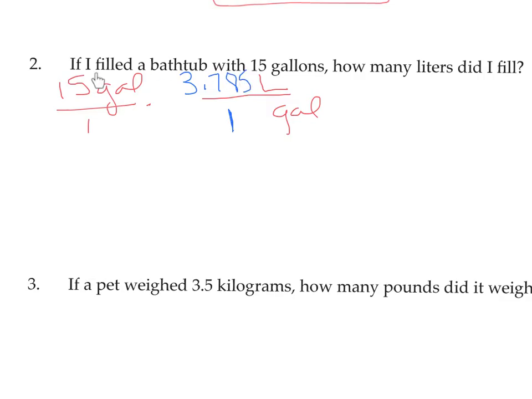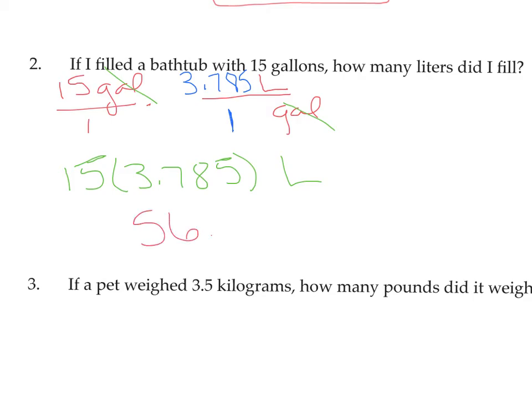So if we just multiply across the top like there, we're going to have 15 times 3.785. And of course there'll be 1s on the bottom. The gallons cancel and we're left with liters. So this multiplication is much easier than the division in the question above. It's just 15 times 3.785. Might take you a few minutes. You can use your calculator to check, but you should try it by hand. Rounded to 2 decimal places, 56.78 liters.